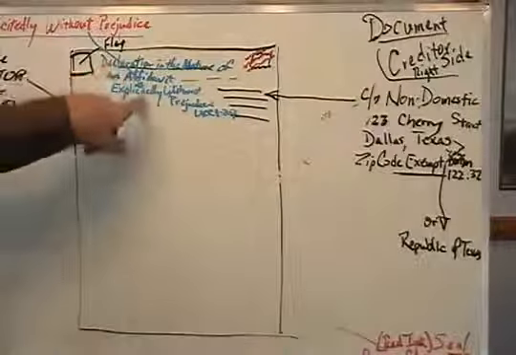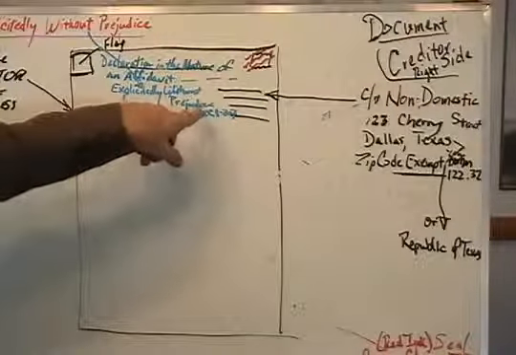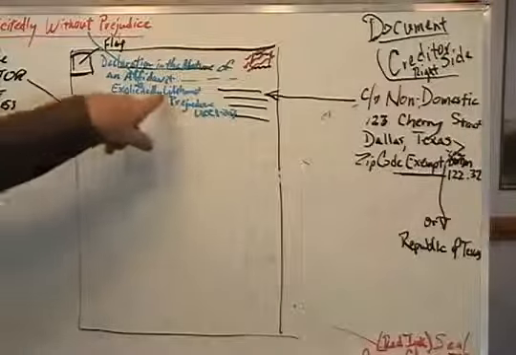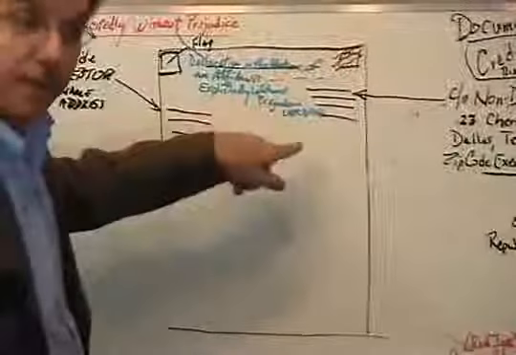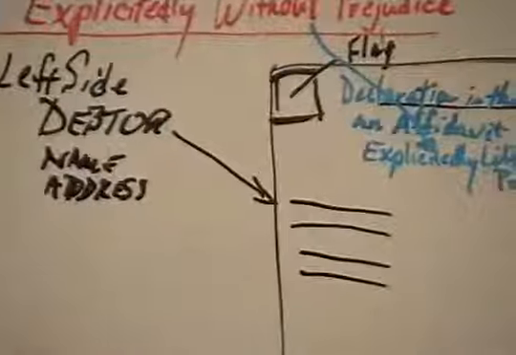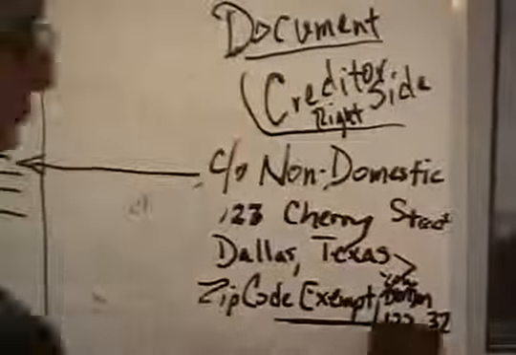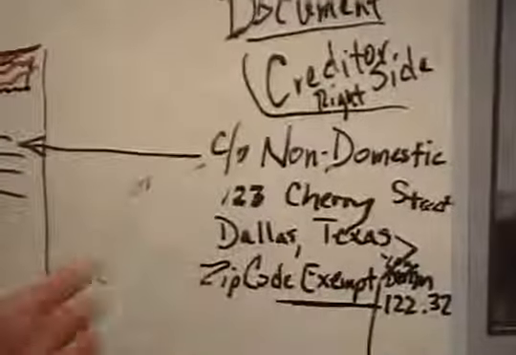Keep in mind you have, explicitly without prejudice up here, nothing you say can and will be used against you. If you don't reserve all your rights with these words, without prejudice, what you say can and will be used against you. This is why I put explicitly without prejudice up here. I covered that in our first video. But if you don't feel comfortable using DMM 122.32, don't put it in. That's fine.